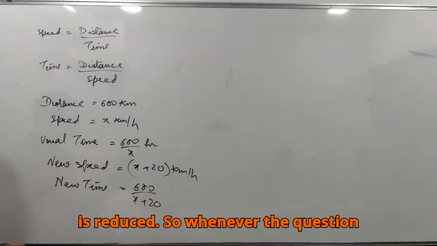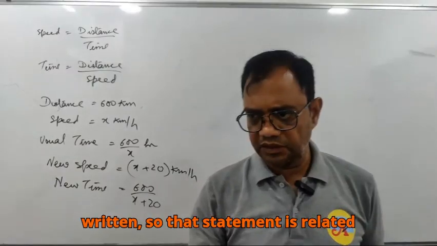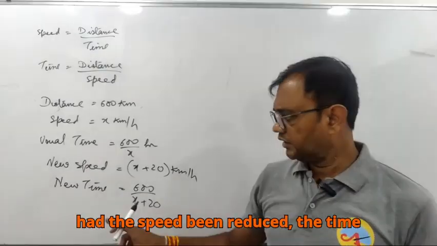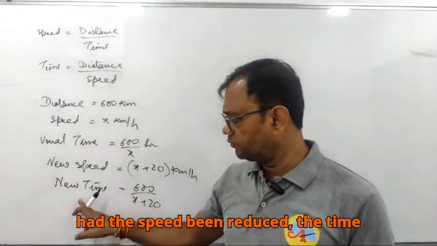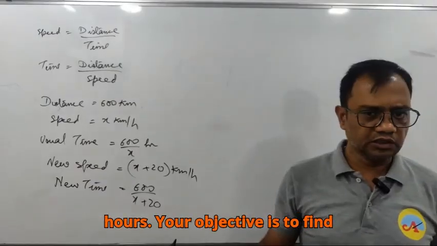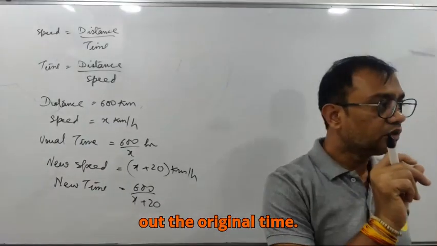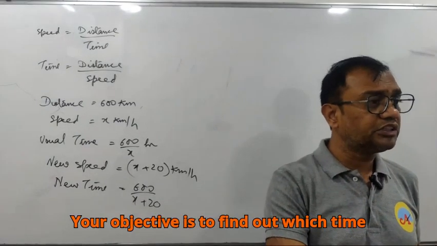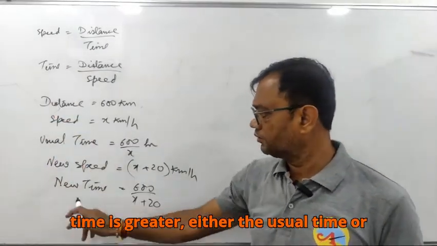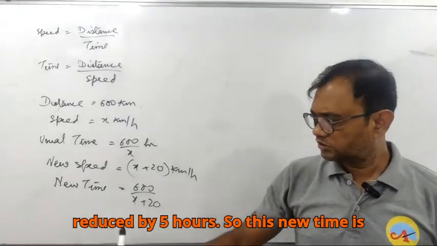Now whenever the word reduced is written in the statement, that statement is always related to the new time. So had the speed been increased, the time taken would be reduced by 5 hours, meaning the new time is reduced by 5 hours. Your objective is to find out which time is greater, either the usual time or the new time. So here it is written reduced by 5 hours. So this new time is reduced.